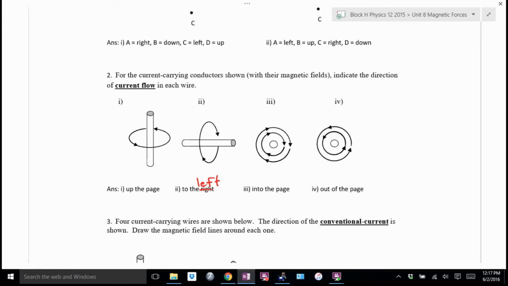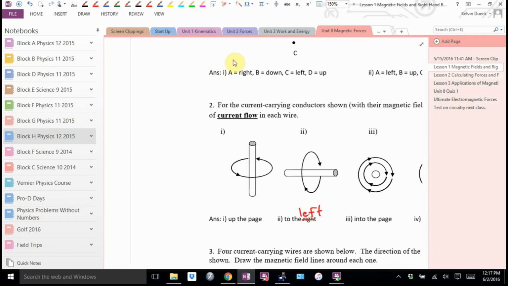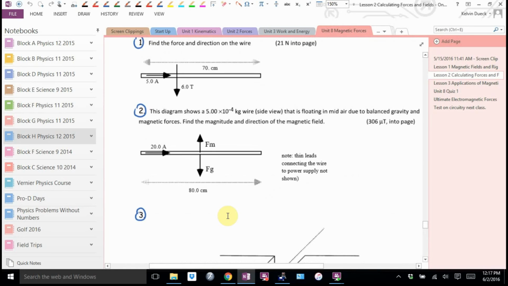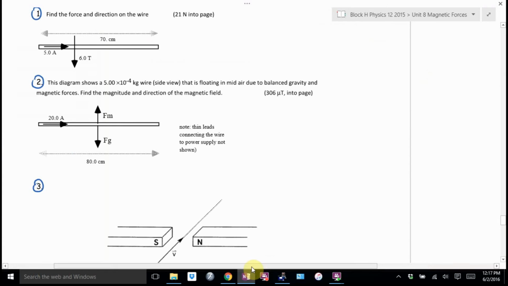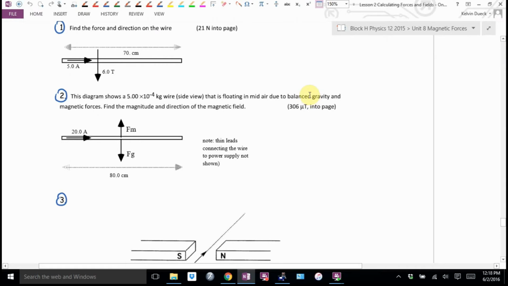Next, any other questions from the homework? Yep. Lesson 2, number 2. This one here? Okay. I like this question, nice review of everything. So here's the idea. It says that it is balanced, which means as an equation, gravity equals magnetic force. They used an Fm, I'll use an Fb for magnetic. They're in equilibrium.